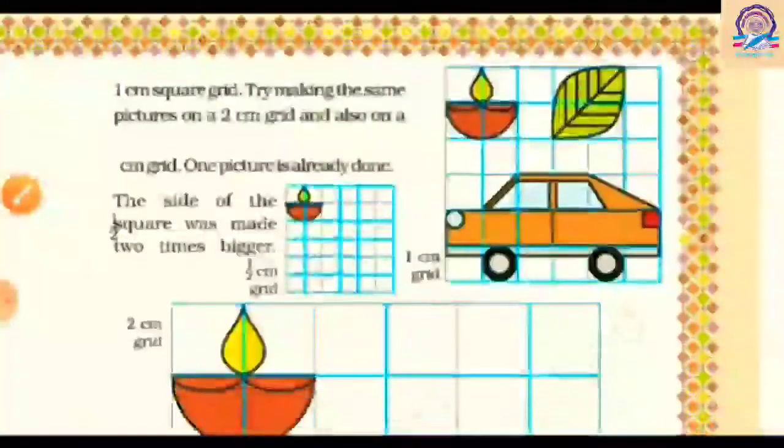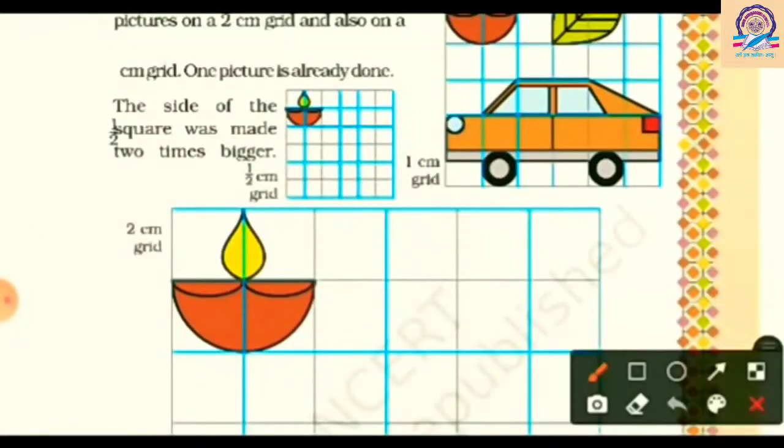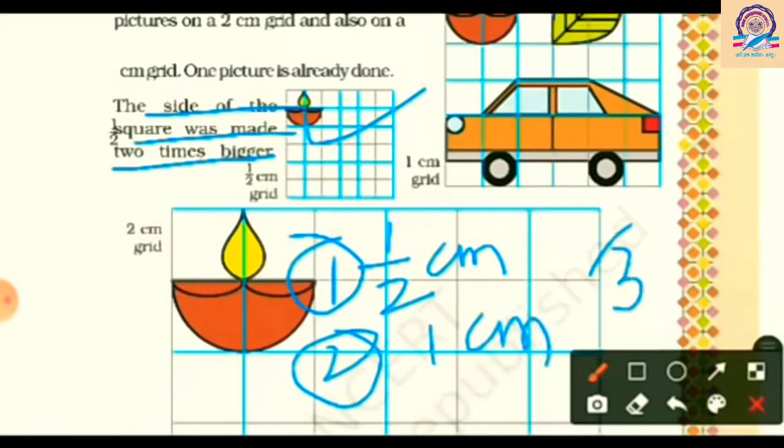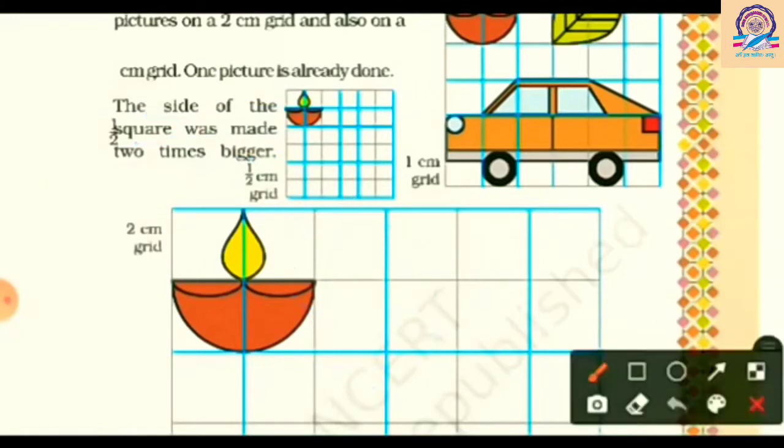Now let's see what they have told us to do. Here they are saying the side of the square was made 2 times bigger. What does that mean? Let's say here they have given the first grid of half centimeter. After that they have given us one grid of 1 centimeter and the last grid of 2 centimeter. Here 3 grids are given to us.